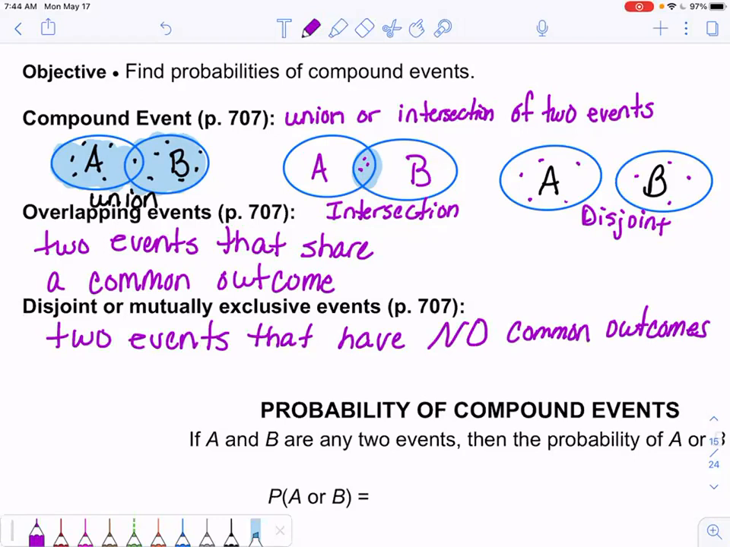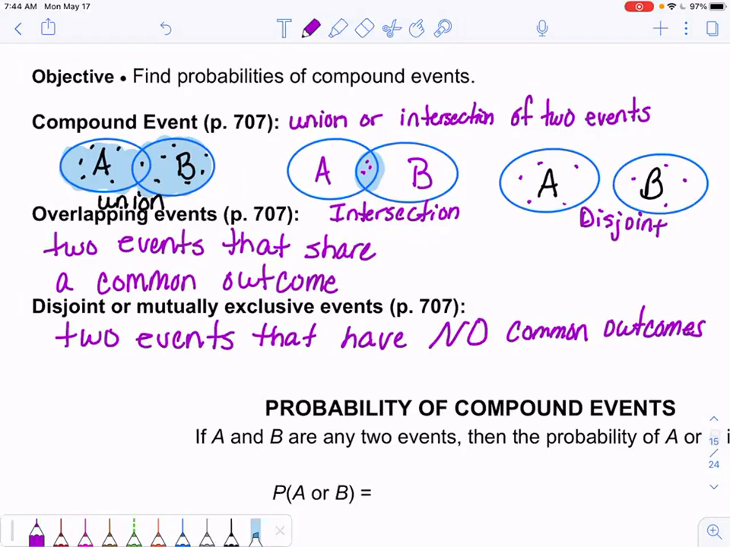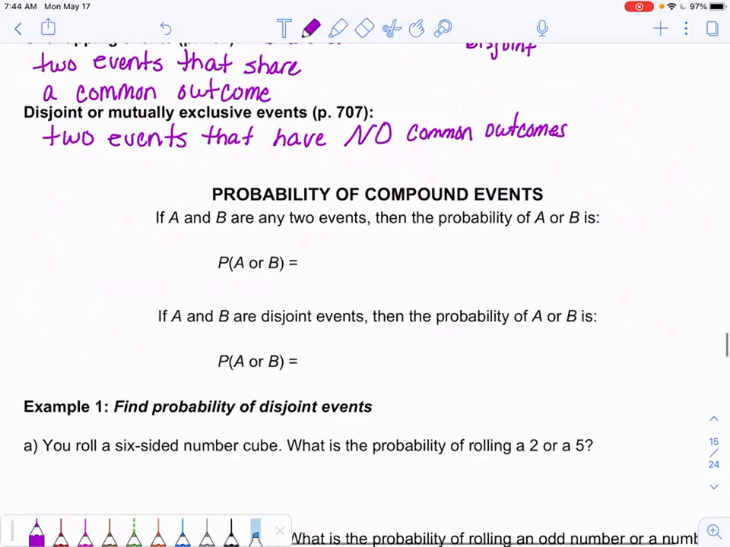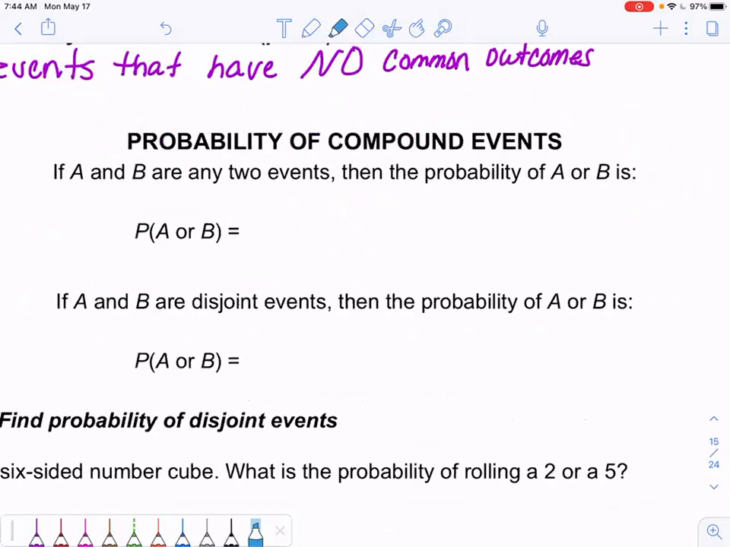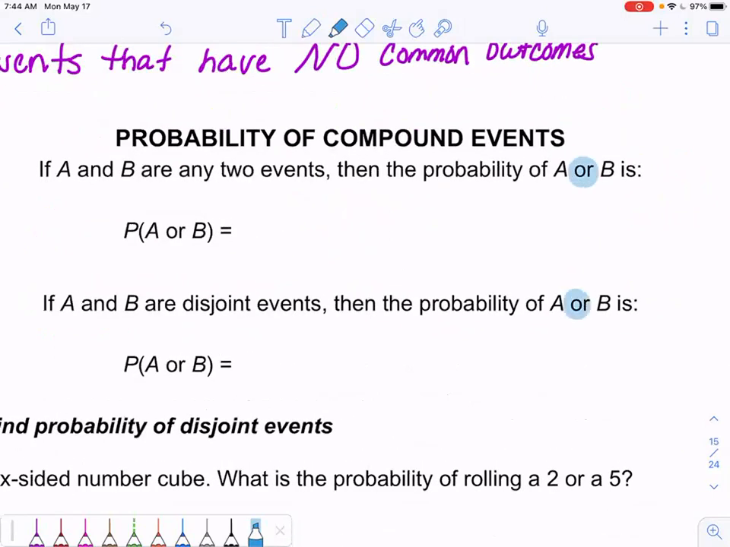So today we're going to talk about what we call the addition rule. But really, we're going to be finding probability of compound events. So two events occurring, one or the other event happening. And there are two different formulas for the probability of compound events. So if A and B are any two events, then the probability of A or B. The key word here is that we're looking at the word or in both of these. This is one event or the other event happening.